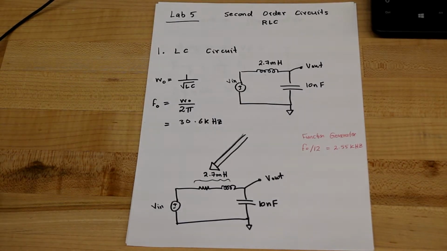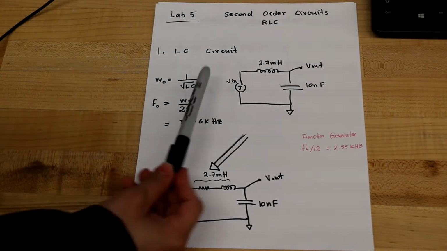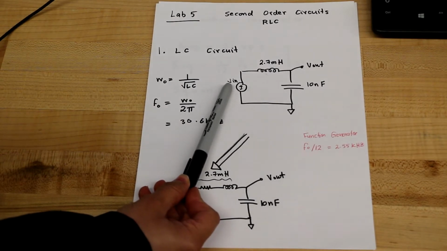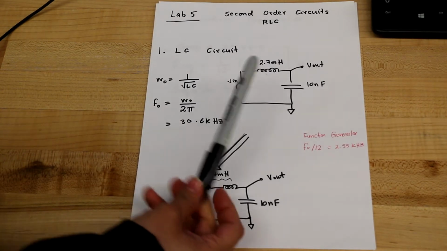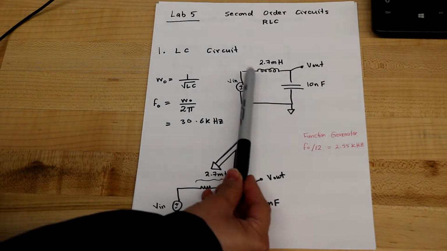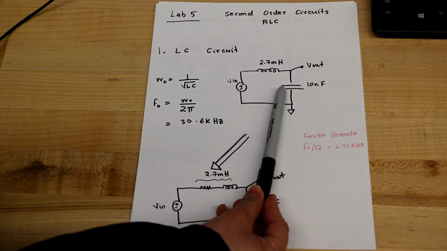So Lab 5 is about the second order circuits, series RLC circuits, and the first part is about the LC circuit. So here, the input voltage is a square wave, a 2 volt peak to peak square wave, in series with a 2.7 millihenry inductor, and I chose the 10 nanofarad capacitor.